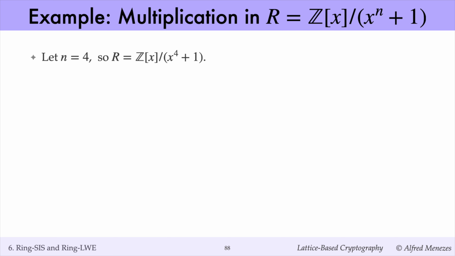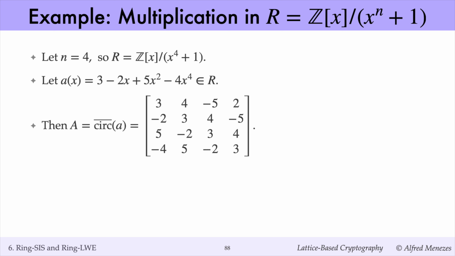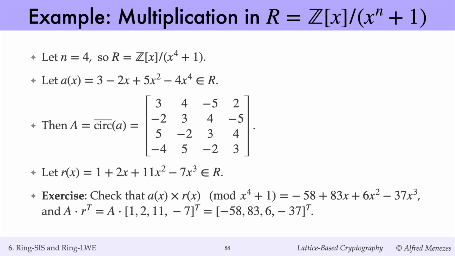For example, let's consider the ring of polynomials modulo x^4 + 1. Let a be this ring element. Then the anti-circulant matrix corresponding to the polynomial a is this 4 by 4 matrix. Let r be this ring element. You can check that the product of a and r in the ring is this polynomial. And you can check that you get its vector representation by multiplying the matrix A and the vector representation of the polynomial r.